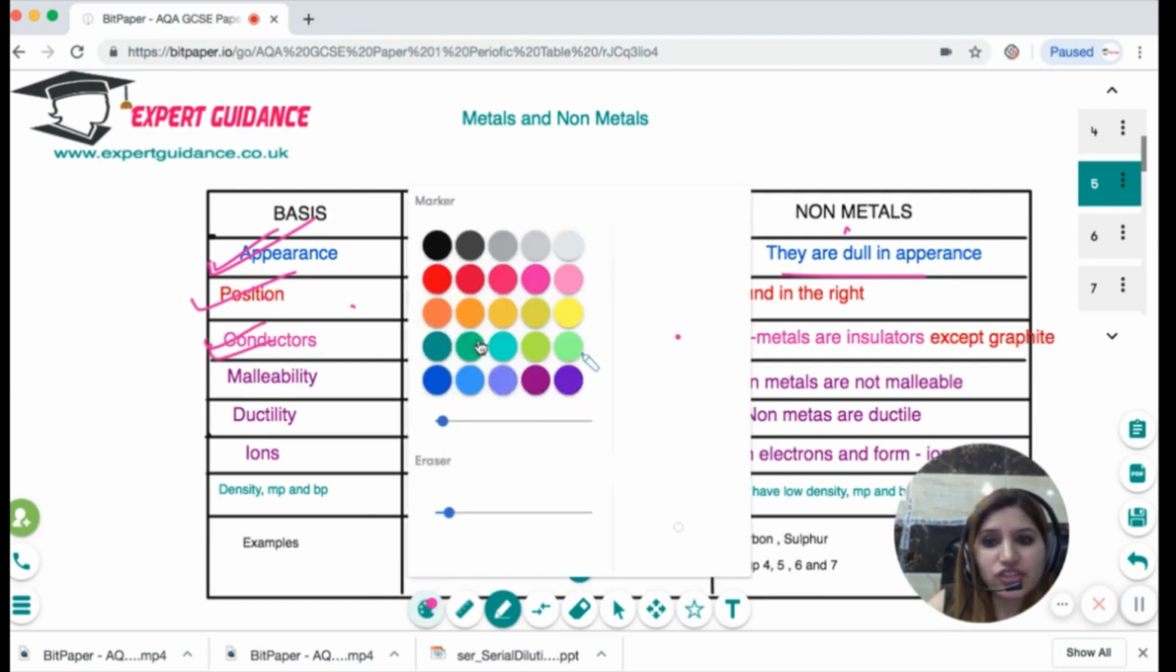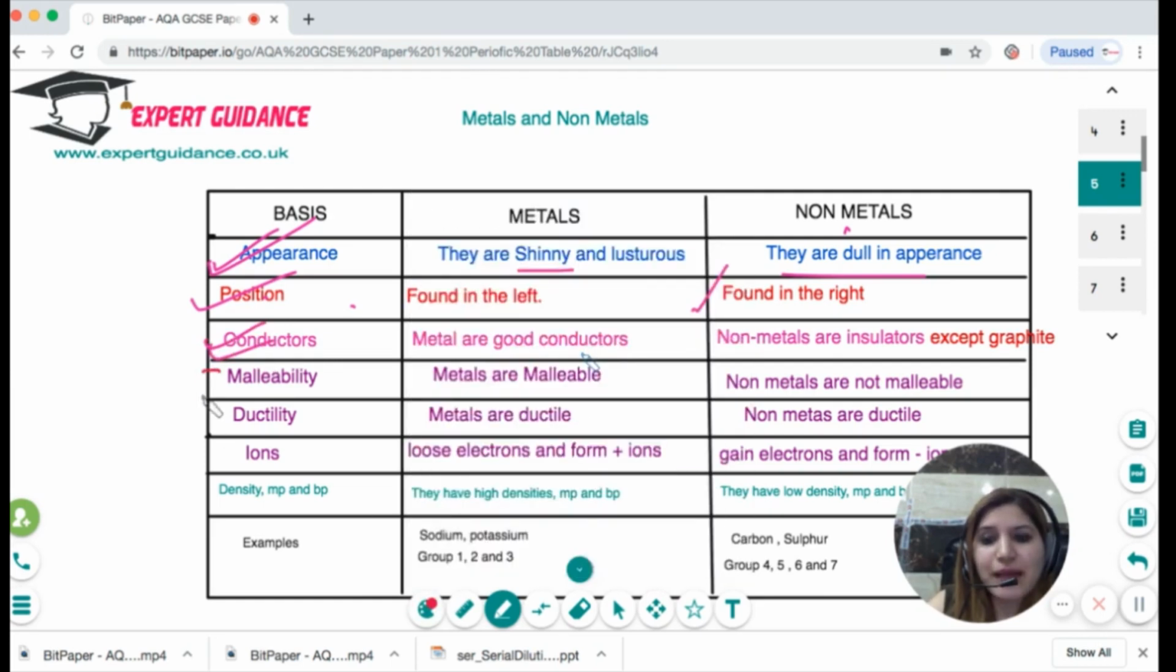Then there are two very important properties, which are malleability and ductility. Malleable is hammering them into sheets, and ductile is hammering them into wires. So metals are malleable and ductile both. You can hammer them into sheets, and you can also draw them into wires, but you cannot do that for non-metals. So non-metals are not at all malleable and not at all ductile.